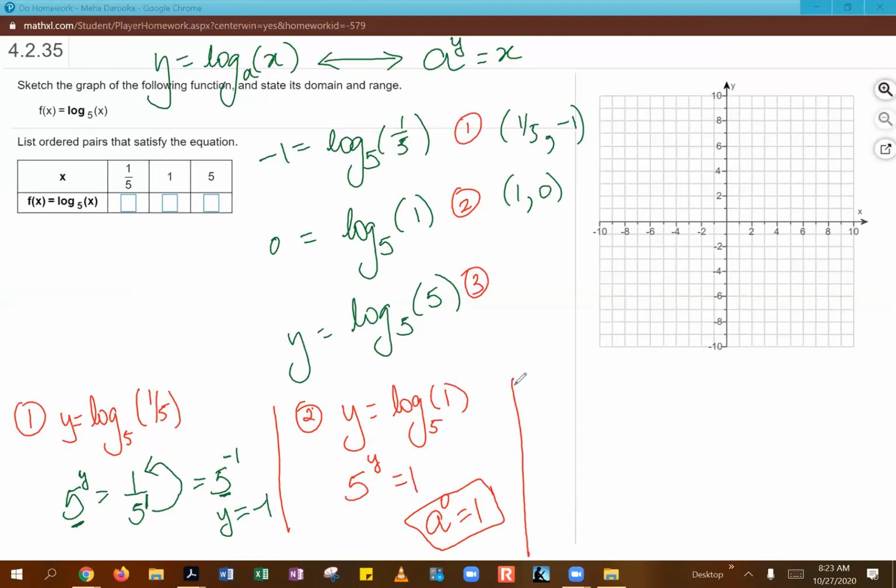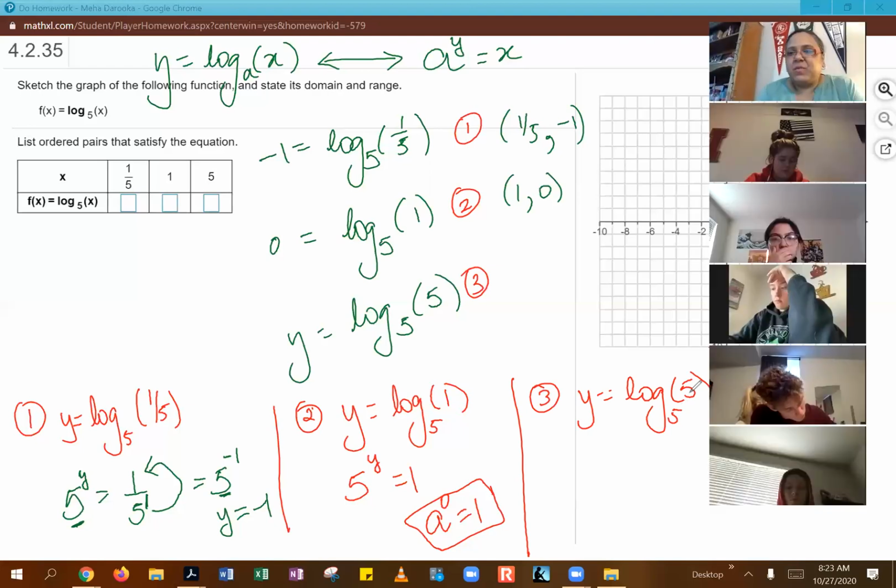Alrighty, very nice. So let me see what you guys can come up with for this last ordered pair where you have y equals log of 5 with base 5. What do you think the y value should be in this case?